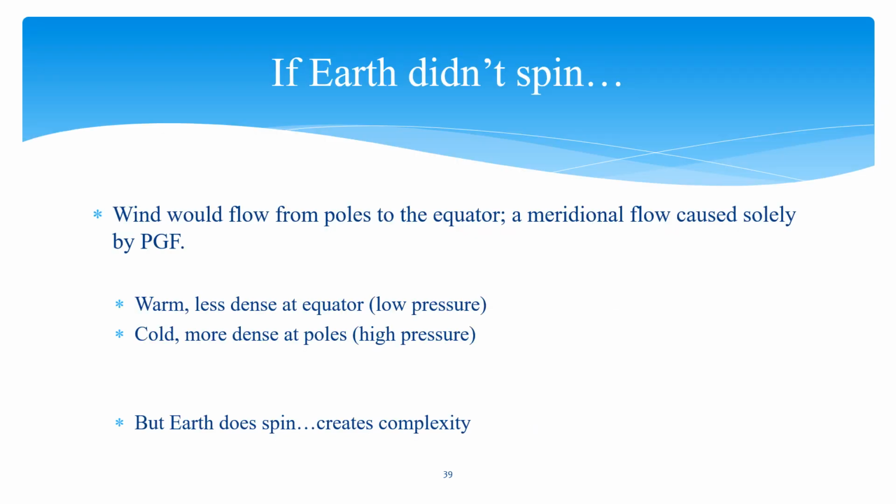Meanwhile, let's recap. If the Earth didn't spin, the wind would flow from the poles to the equator pretty straight, a meridional flow. That basically means up and down, north to south. Your lines of longitude, these are meridional. Remember the prime meridian?